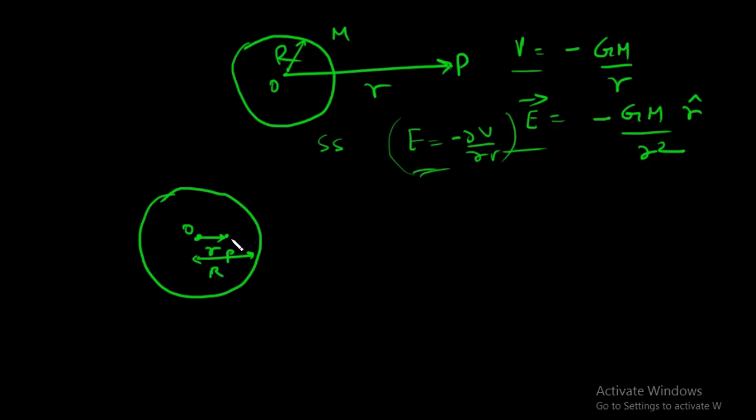Now first let us concentrate on potential this time. I want to know what would be the potential if I take the point inside the sphere. For example, this is a cross and this is a point P. So I want to know what is the potential at this point. This is a spherical shell, and this point P is at a distance small r from the point O, which is the center.